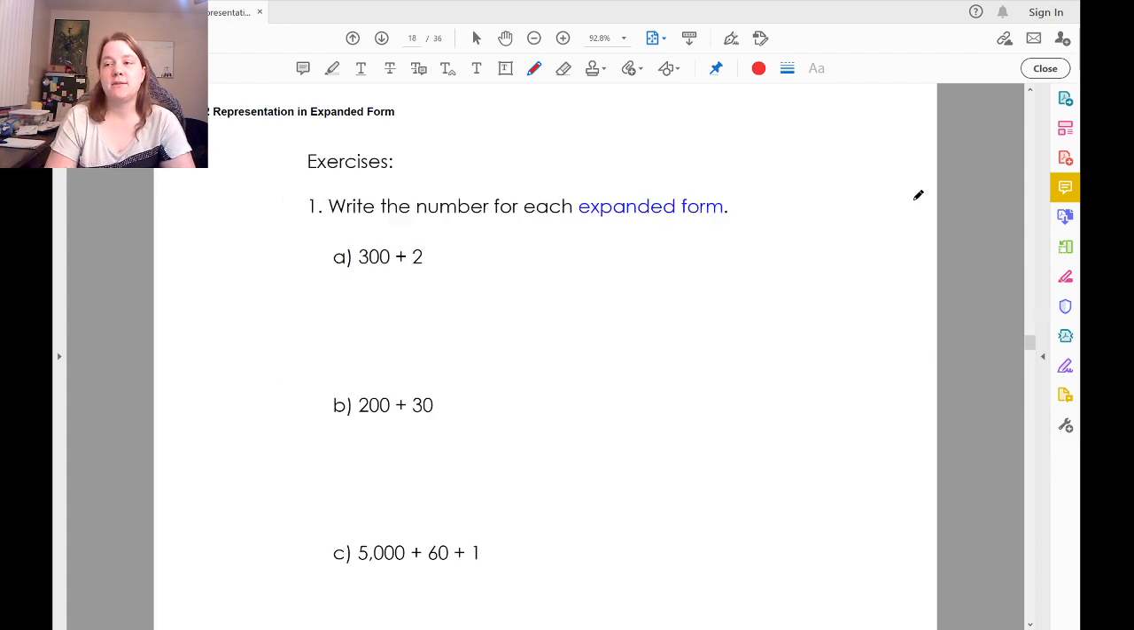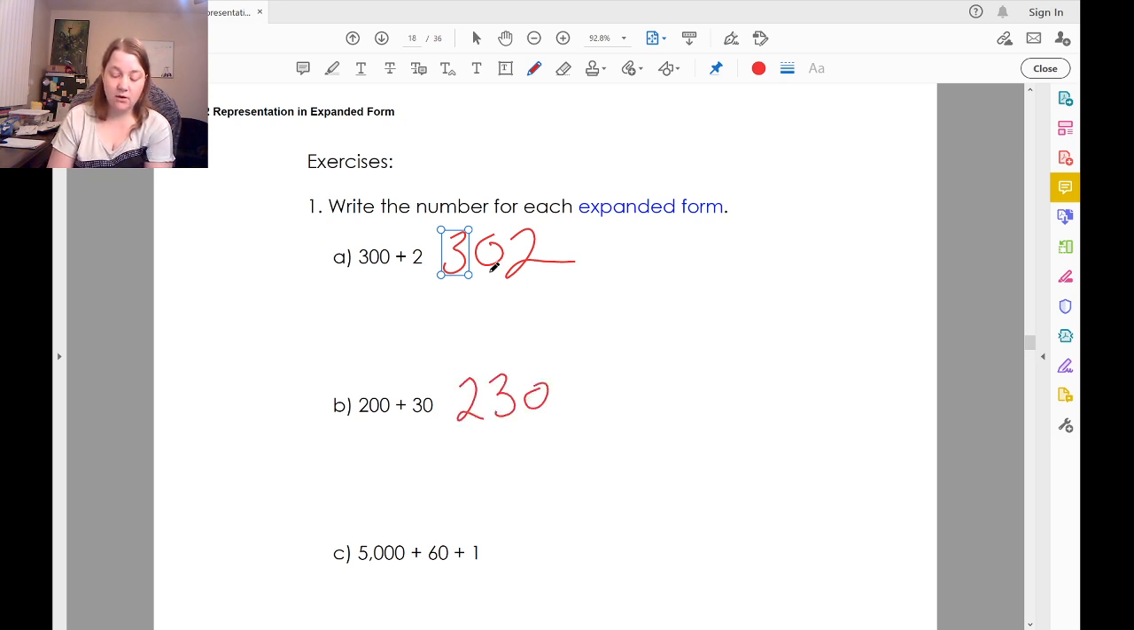So they want you to write out these numbers for expanded form. Go ahead, give them a shot on your own. We'll talk about it. Welcome back. So the first one is 302. The second one is 230. See how that placeholder makes a difference in where the 0 goes. And the last one is 5,000 plus 60. There's no hundreds, so I'm going to put a 0 in the hundreds place. Plus 60 plus 1.